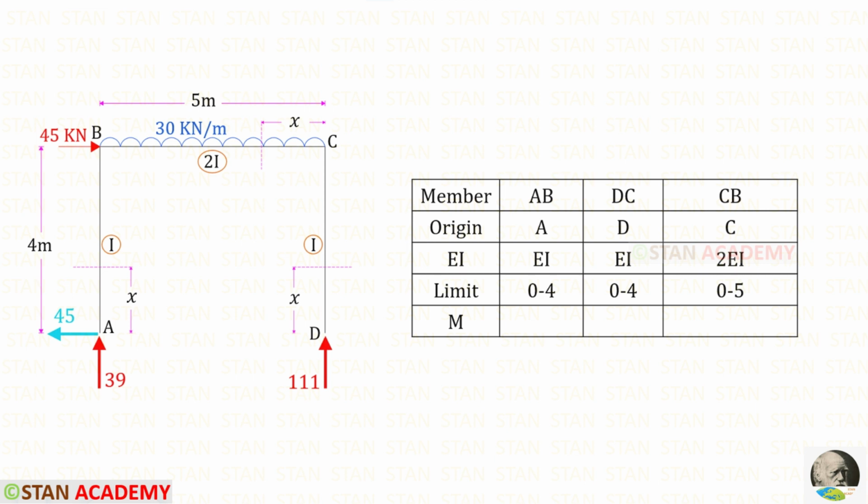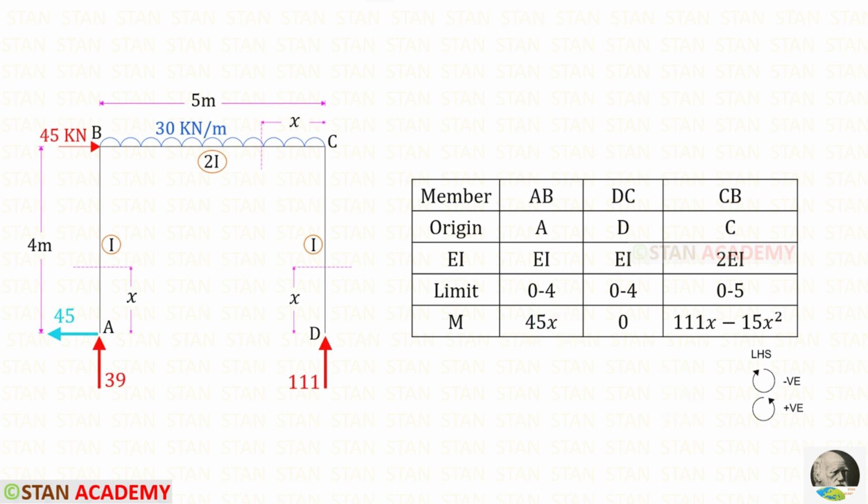Now let us enter the limits. For AB, it is 0 to 4. For DC, it is 0 to 4. And for CB, it is 0 to 5. To find the moment in AB, we can use the right hand side rule. Up to this section, we have HA and VA. For VA, there is no perpendicular distance, so we should not consider VA. HA is acting in the clockwise direction, so it will be positive, and the distance is x, so 45x.